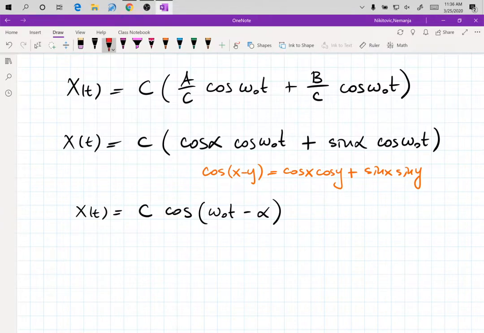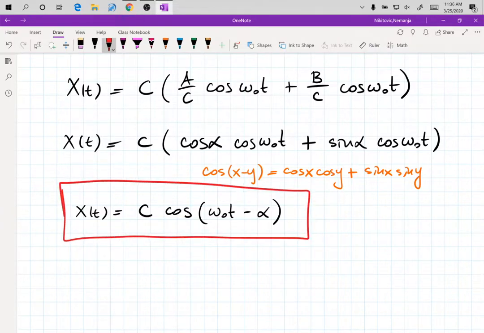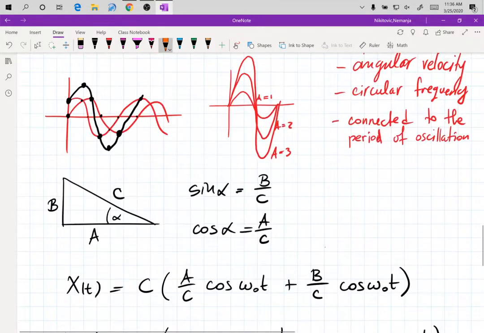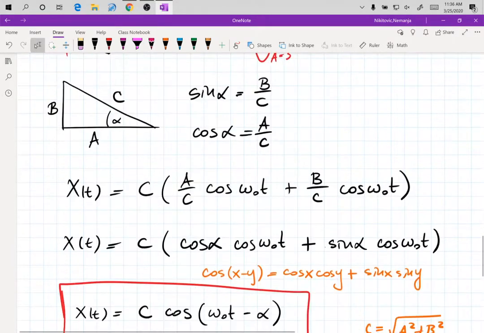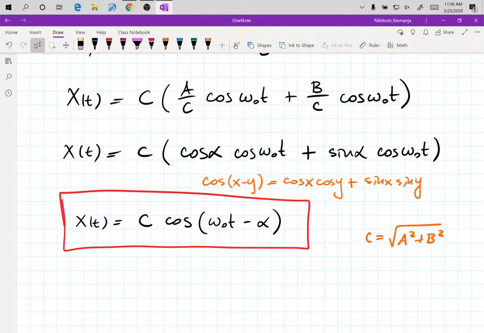So now our solution looks like this. Our C, clearly, from the formula up there, because it's a triangle, C is equal to square root of a squared plus b squared, right? Because those are your a and b. So when you solve the problem using constant coefficients, you use your initial conditions to calculate a and b, and then you can square a and b, add them, and take the square root to calculate C, and just figure out what alpha is later.